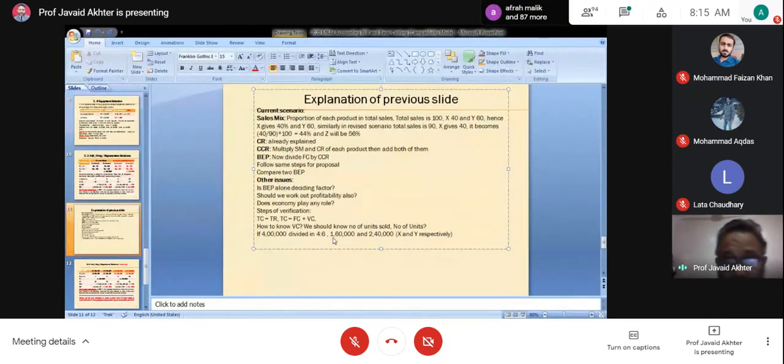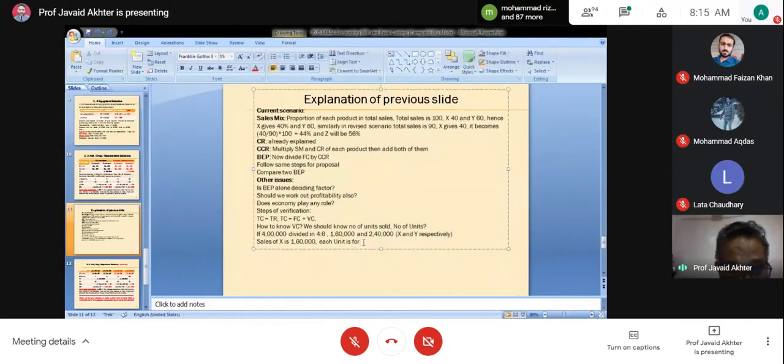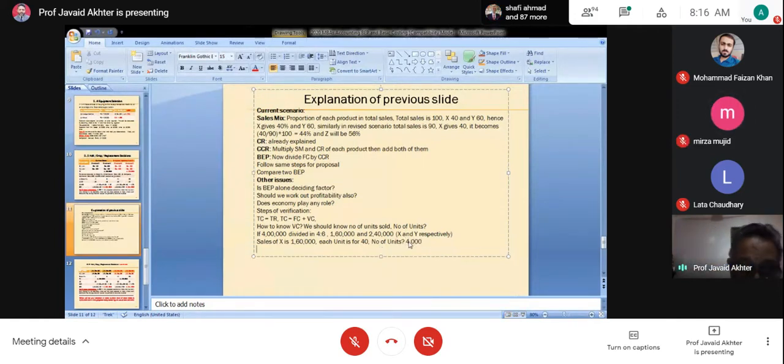Now you know sales price. Sales of X is how much? 1,60,000. Each unit you are selling for how much? Each unit is for 40. For 40, what will be the number of units? It is such a simple thing. You are selling in all for 1,60,000. Each unit you are selling for 40. How many units will you sell? 4,000.